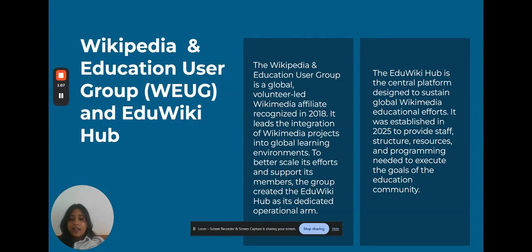So, moving ahead, these are two of the names that you will come across quite often, and I just want to take a moment to gently walk you through each one of them, because I know that things can be pretty confusing at first, but it's completely okay. First and foremost, the Wikipedia and Education User Group, also known as WEUG. It's a global volunteer-led Wikimedia affiliate that was recognized in the year 2018.